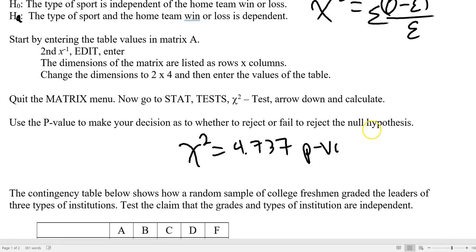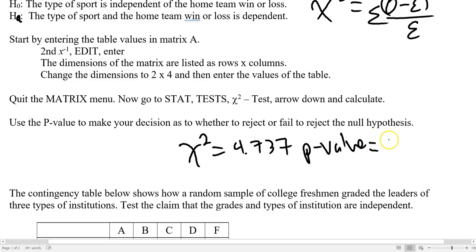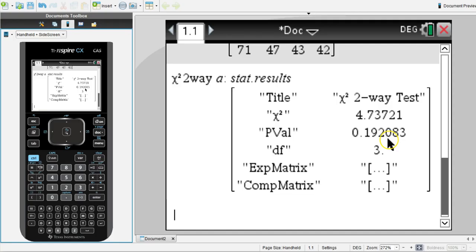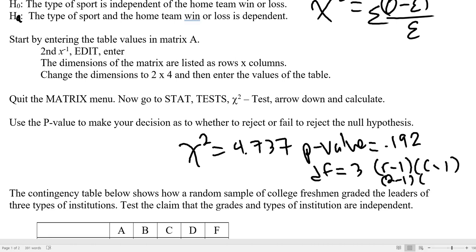And a p-value of 0.192, and degrees of freedom of 3. How did they get degrees of freedom of 3? Basically, the number of rows minus 1 times the number of columns minus 1. How many rows were there? How many columns were there? So 1 times 3 is 3. The calculator will always do that for you, but that is how they do the degrees of freedom. Rows minus 1 times columns minus 1. Okay?